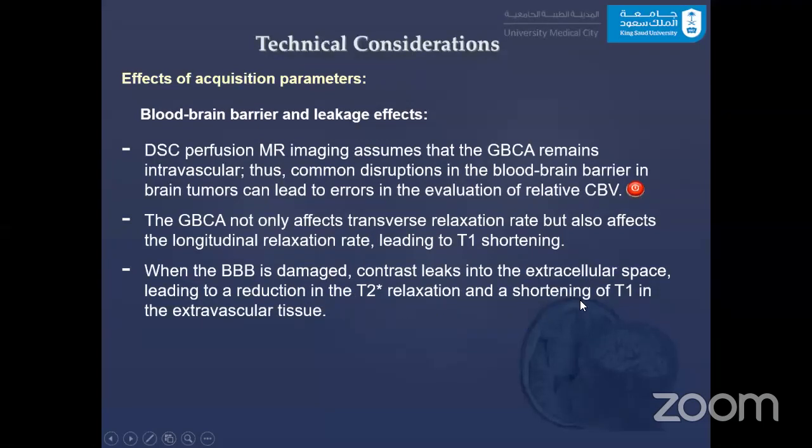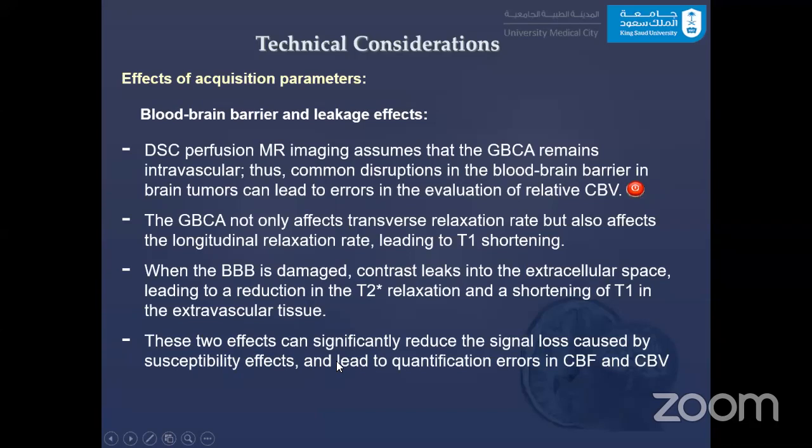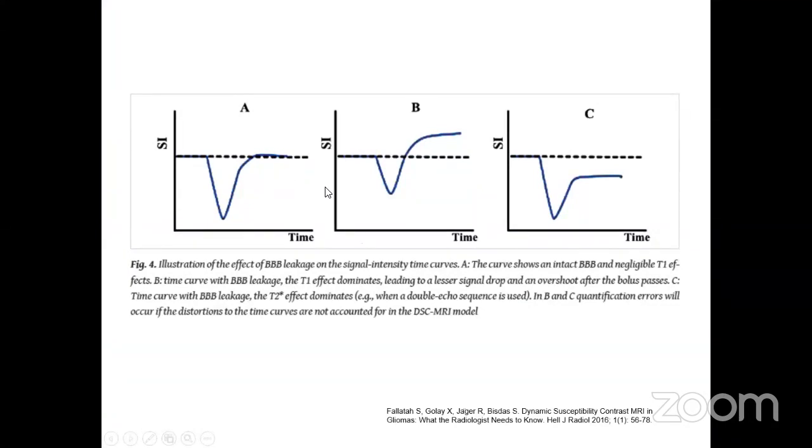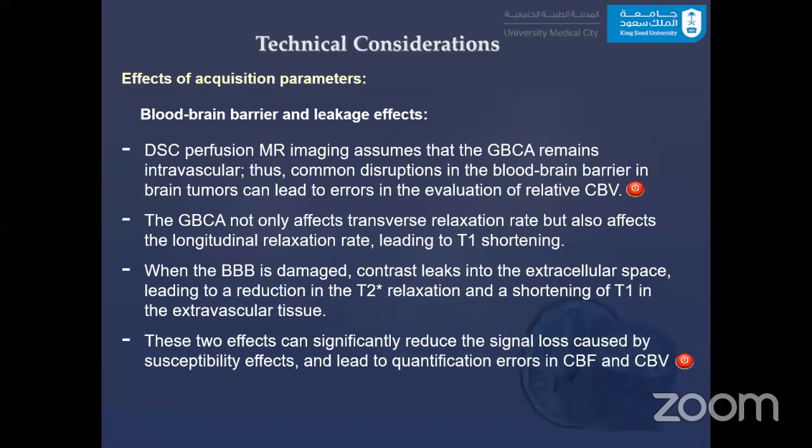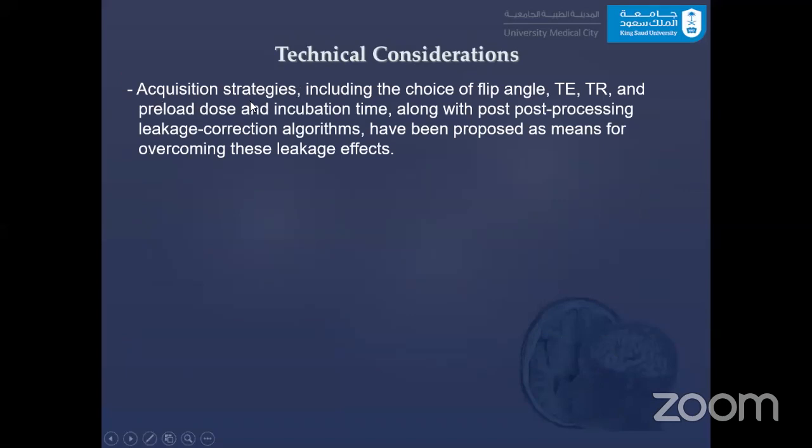It also contributes to the shortening of T1 in the extravascular tissue. Now, these two effects can significantly reduce the signal loss caused by the susceptibility effect, which we are studying in the susceptibility curve. And this will lead to quantification error in the cerebral blood flow and volume. As you can see, it might have overshooting, or it can go under. This illustrates the effect of T2 star, and this is the effect of T1 leakage. So that is really an important issue to be addressed.